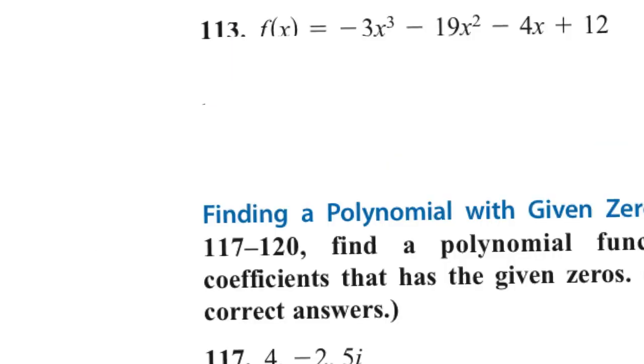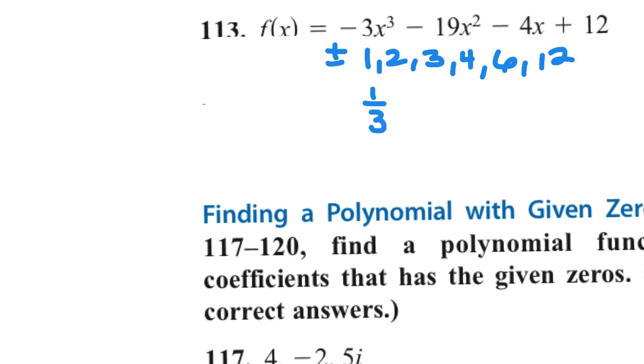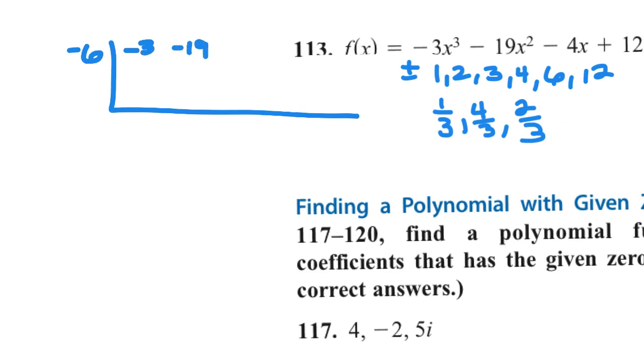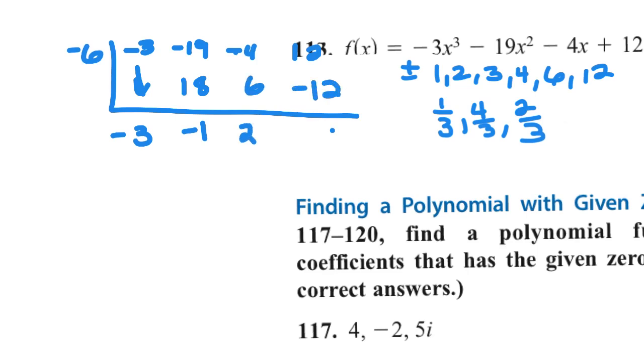Which one works? Okay, yeah, it's negative. So it would have been 1, 2, 3, 4, 6, 12, and then 1/3, 4/3, 2/3. Yep. Okay. So which one works? -6. -3, 18, -1, 6, 2, -12.